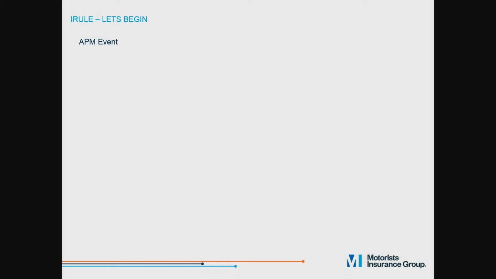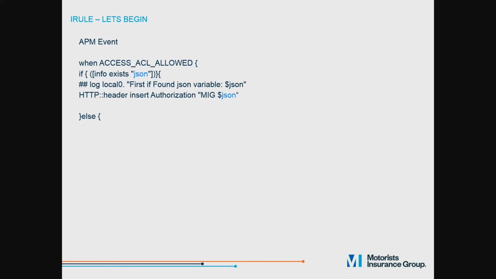Since this is a gigantic iRule, I'm not going to go through all of it and bore you with it. Instead, I'm going to give you a sneak peek into the core components of this iRule. So starting with the APM event here. This block of APM event runs when a successful APM policy is run. So when the APM policy runs successfully, I know many of you know, ACCESS_ACL_ALLOWED starts to execute.